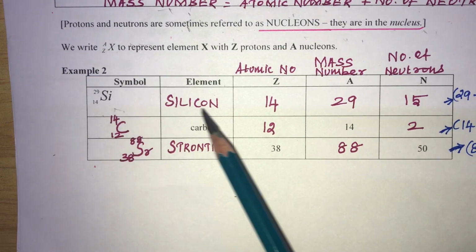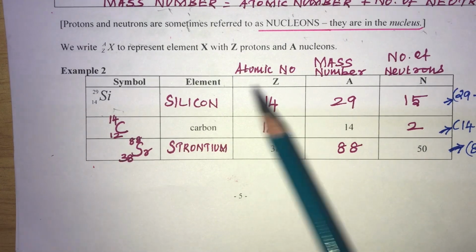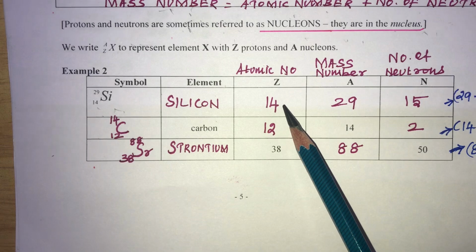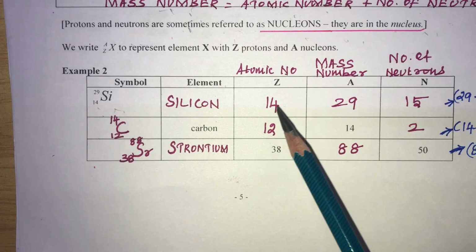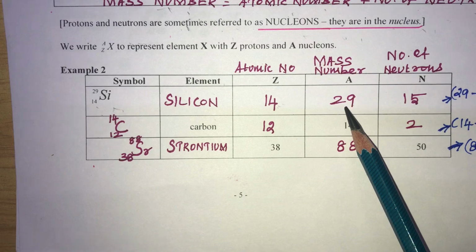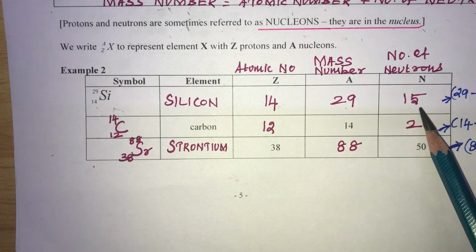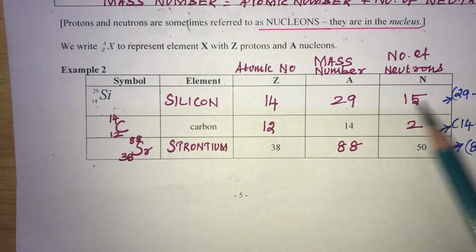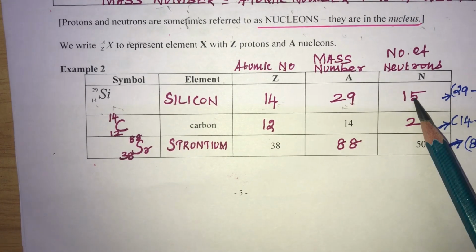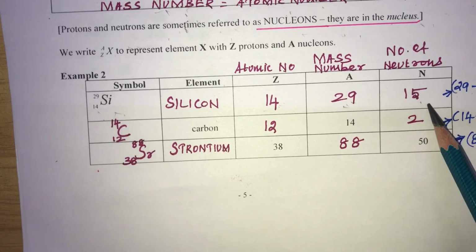Element name symbol: according to the symbol, it is silicon. So here it is atomic number 14. Atomic number 14 means the number of electrons and the number of protons is 14. Mass number is 29. The number of neutrons is the mass number minus the atomic number, which gives you 15.